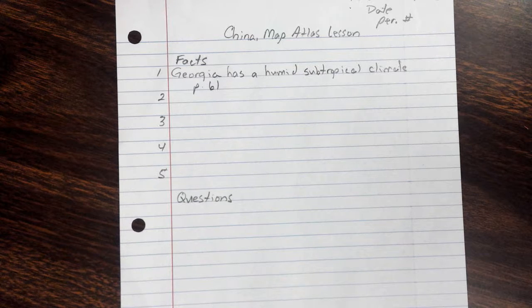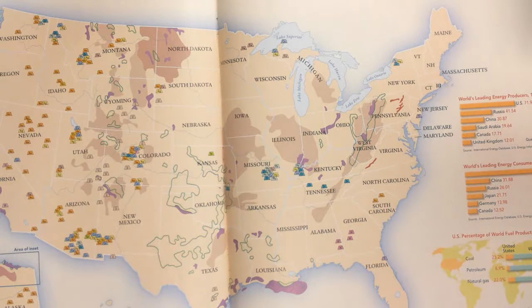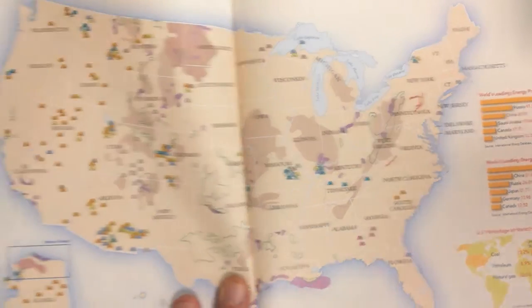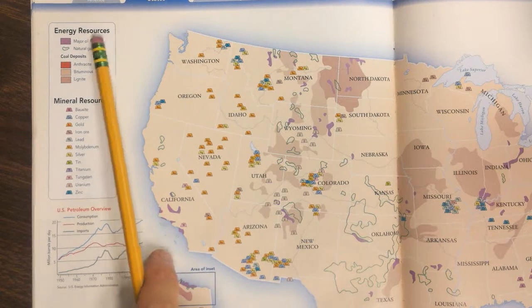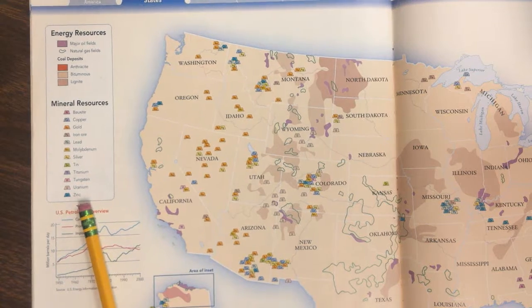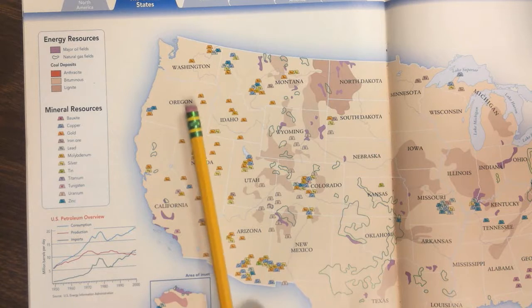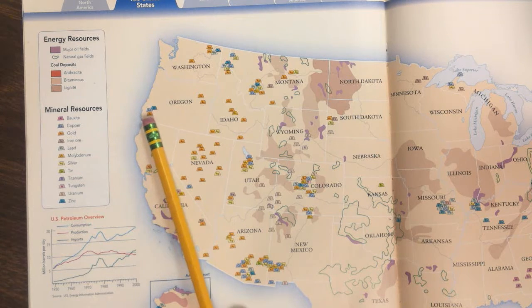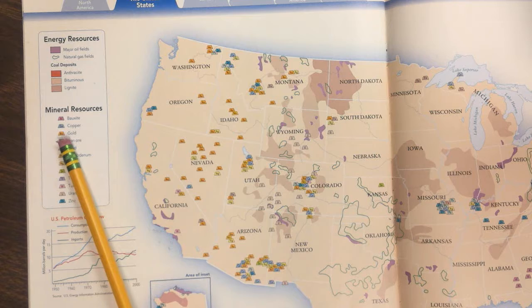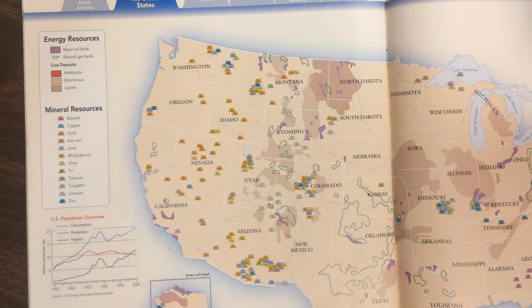Okay, now for your second example, we're going to turn to page 66 and 67. So take a moment and do that. 66 and 67 is energy resources and mineral resources, and here's your key. So I just want to take one fact from this map. Simple enough. I look over here at Oregon. I see 1, 2, 3 symbols that say AU. I look at my key. AU is gold. So my fact is simple. Oregon has gold. Or you can find gold in Oregon.